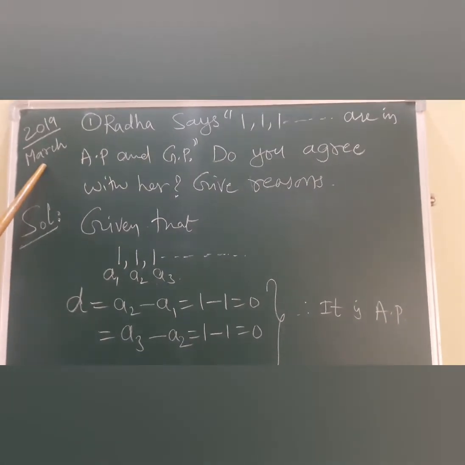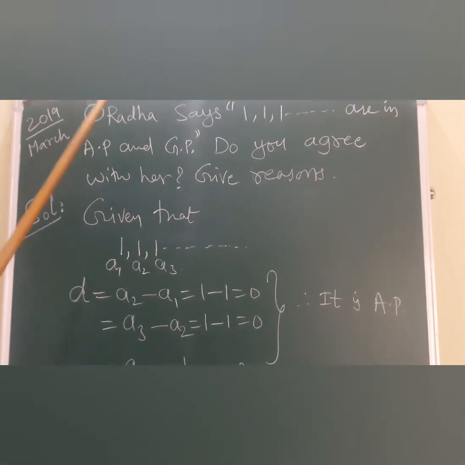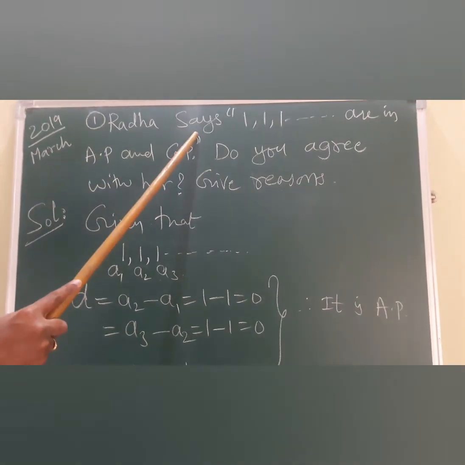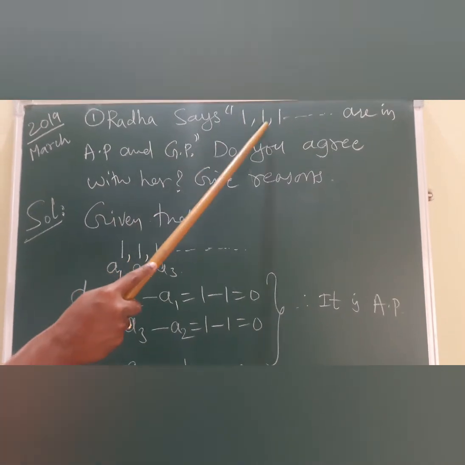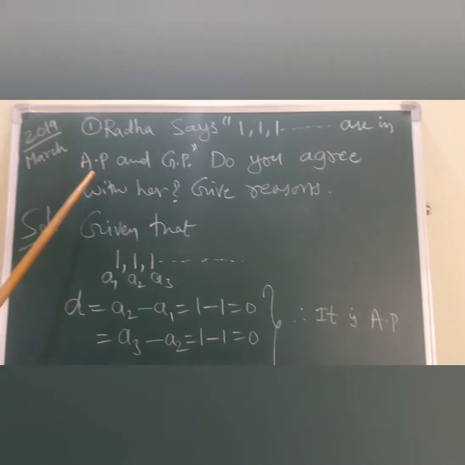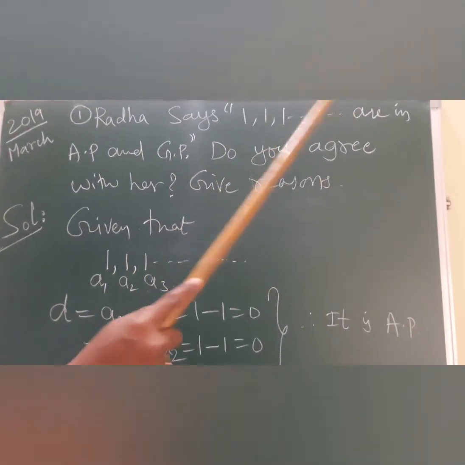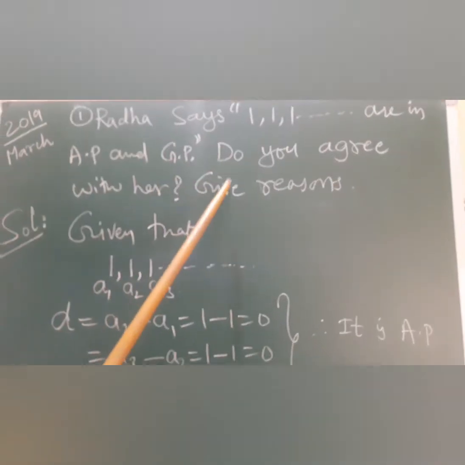Now, previous problem, 2019 March. Radha says 1, 1, 1 and so on are in AP and GP. Do you agree with her? Give reasons.